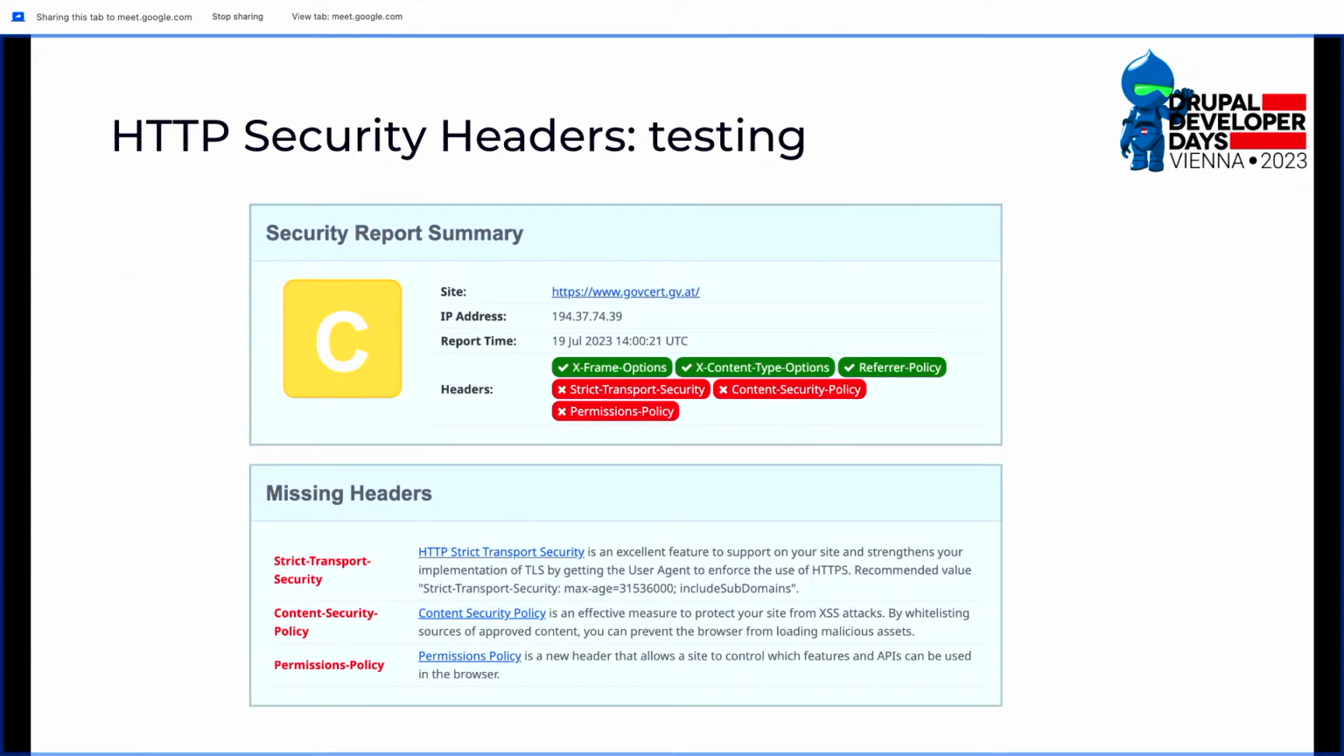So this is a security header test from securityheaders.com. This is a test of govcert.gv.at. So this is the Austrian cybersecurity agency, not doing a really good job with their headers on their major website. So do as you're told, not as I do. Do as I say, not as I do. Anyway, so check your website. What's your score? It's really easy to fix.